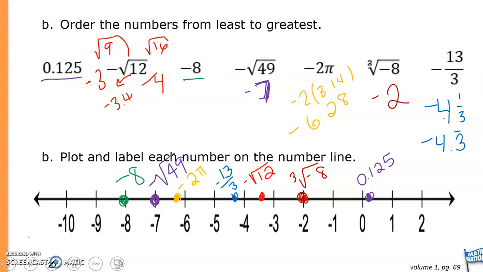Then, if I go back to the top question, order the numbers from least to greatest, that would be from left to right. So this first one, negative 8, then negative square root of 49, negative 2 pi, negative 13 over 3, negative square root of 12, cube root of negative 8, and finally 0.125. From least to greatest, they are left to right, which means the largest number is 0.125. It was the only positive number out of the group. Pause here if you're still writing.